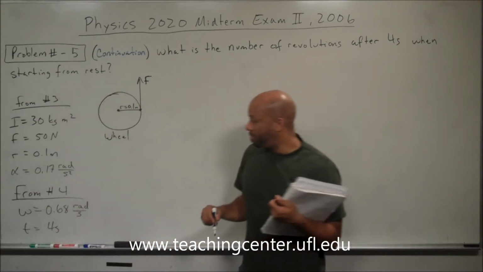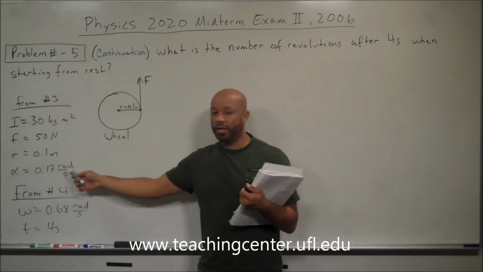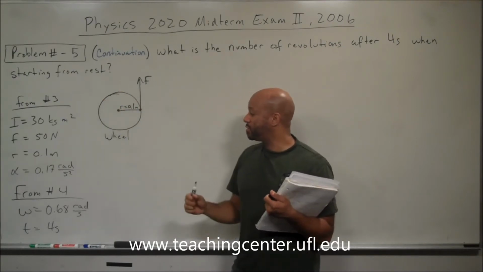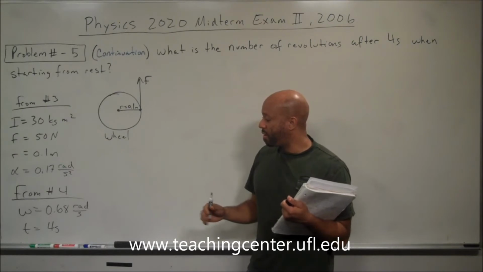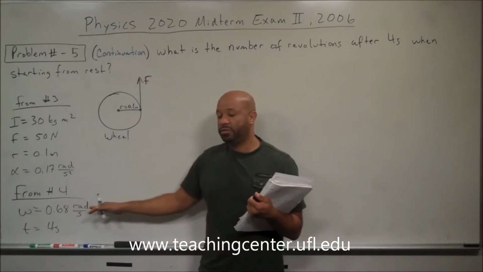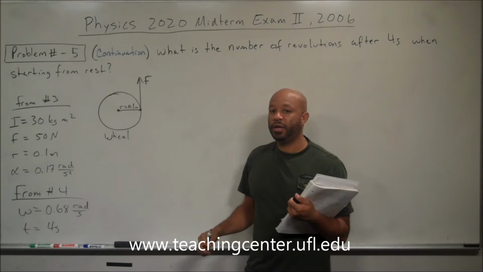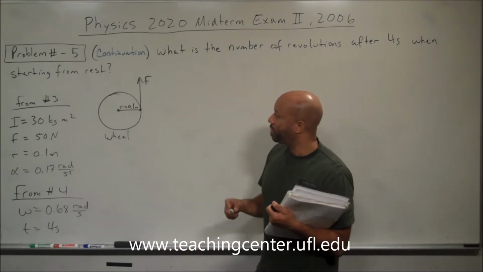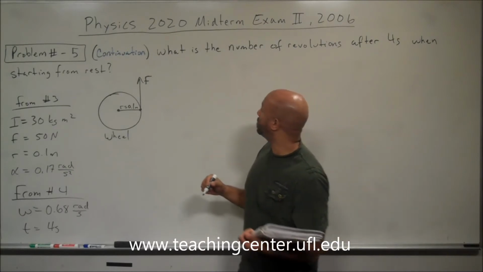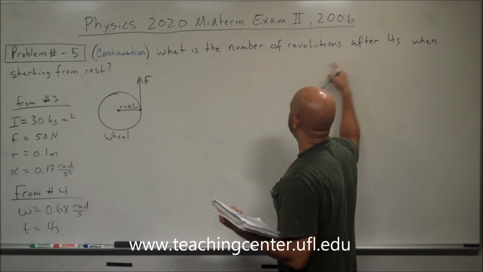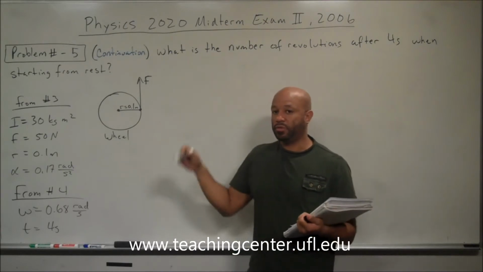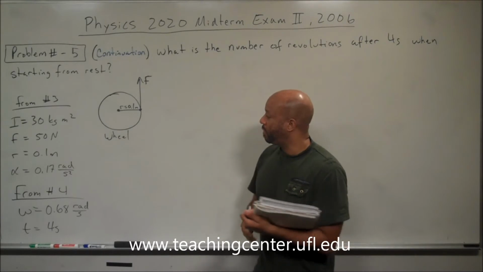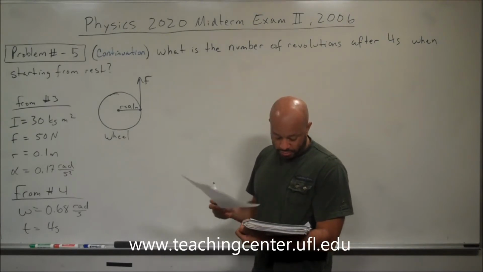Alright? And in problem number 3, we were asked to find the angular acceleration of the wheel after we applied the force. And then in problem number 4, we were asked to find the velocity after 4 seconds when this wheel was starting from rest. So in problem number 5, we're now asked to determine the number of revolutions that this wheel is going to rotate 4 seconds after we apply the force.